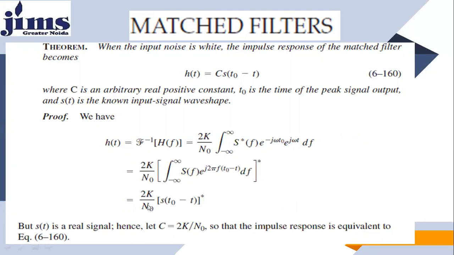And what is 2K N naught? Again, it is some constant. So replace 2K N naught by c, and you get the same expression that you want to prove: h(t) is equal to c s(t naught minus t), and again you get the same.